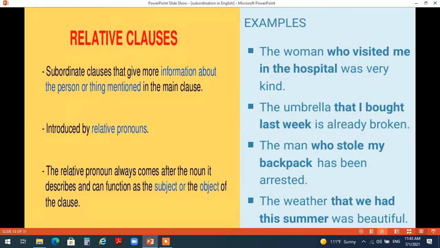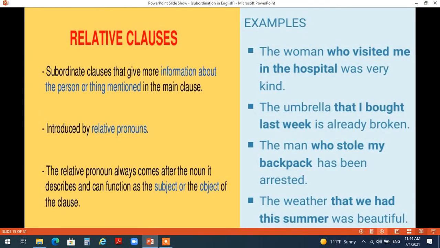In the second example, the umbrella that I bought last week is already broken. Here again we have used the relative pronoun that, or we can use which also, to describe the word umbrella. So the clause that I bought last week is a relative clause, and it is one of the types of subordinate clauses. In the third example, the man who stole my backpack has been arrested. So here we have used who stole my backpack as a relative clause to describe the word man.